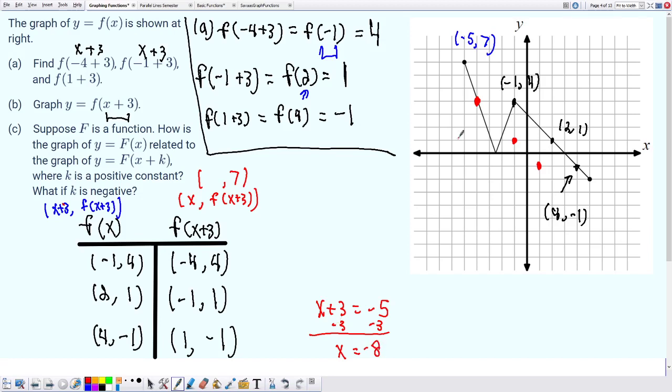So what we want to do is go back 8 spaces. So 1, 2, 3. And that would be our new point, negative 8, 7. And you can see that in each of these points we're shifting 3 spaces to the left to receive the proper output. And indeed, that is something that's going to hold. We're just going to take each of these points and shift it to the left 3 spaces. 1, 2, 3.